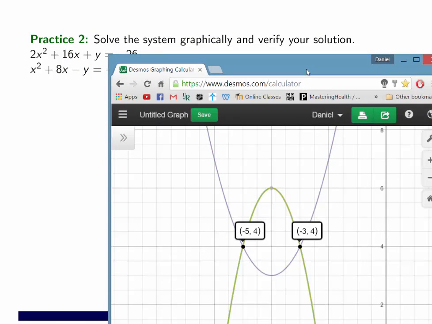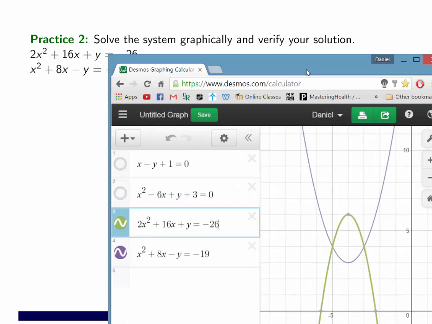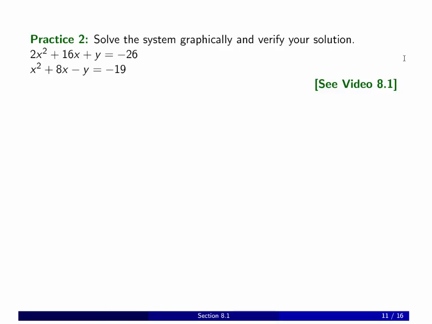Let me flip my laptop around again here. Move the mic down. So negative 5, I gotta remember these. Negative 5 and 4 and negative 3 and 4. So that's an example of two solutions. So the solutions are negative 5 and 4 and negative 3 and 4.